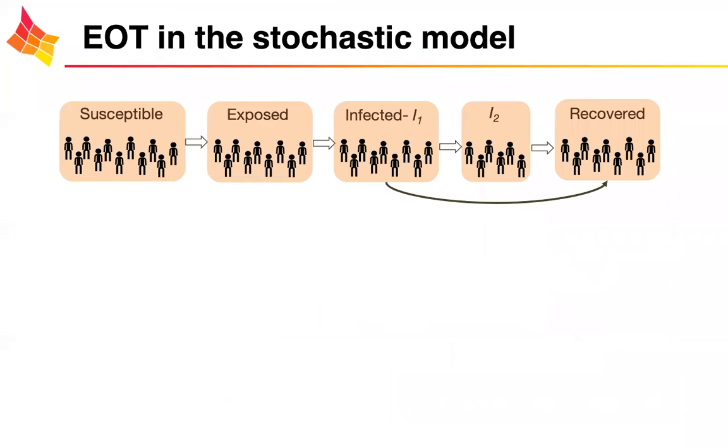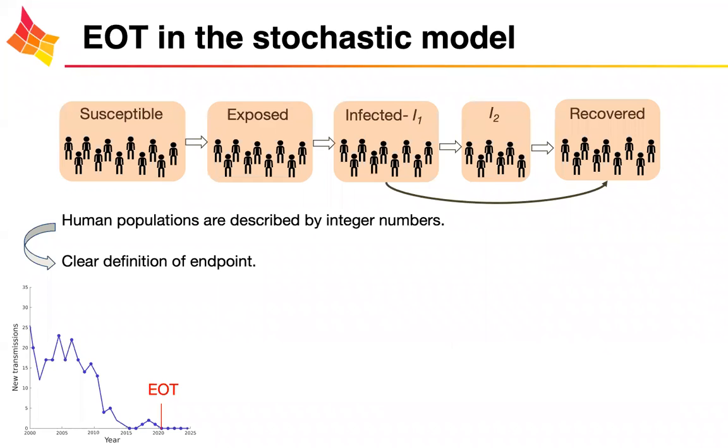The stochastic model of HAT is based on the deterministic model. It considers human population with real integer numbers, and the dynamics are described by stochastic Poisson events. And since the populations are described by integer numbers, we can define the endpoints clearly in this stochastic model.